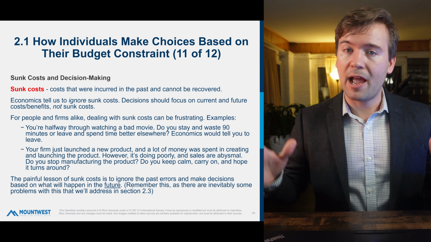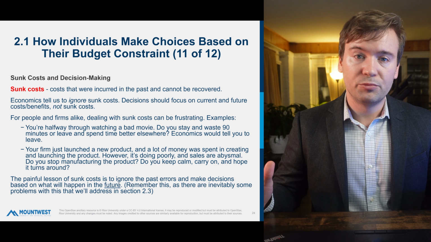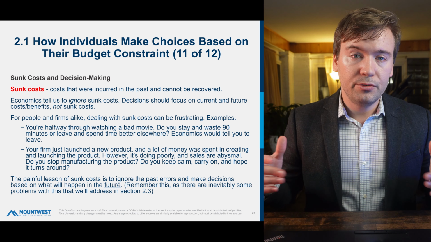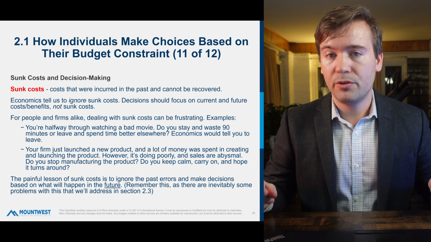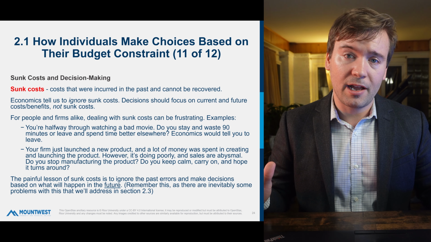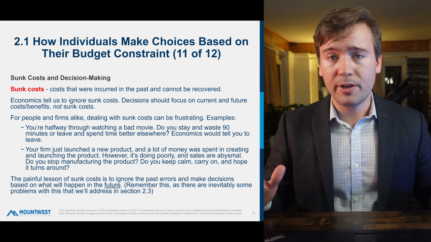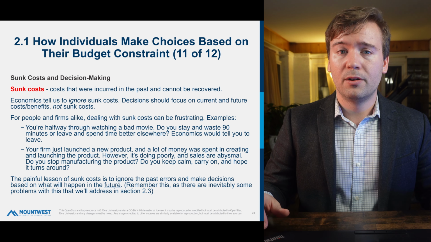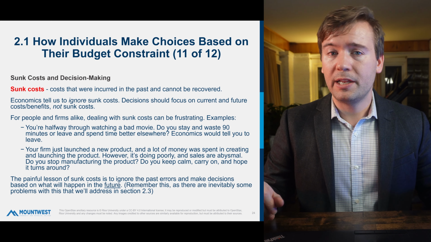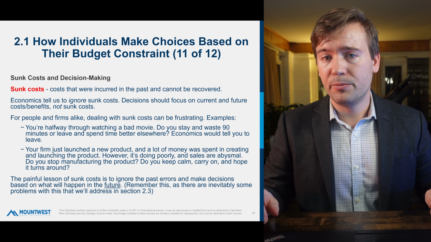So for example, let's say you're halfway through watching a bad movie. So should you stay and waste 90 minutes? Or do you leave and spend that time in a better way? Well, the money you already spent on the ticket is a sunk cost, and the money or the time you've already invested into the movie is a sunk cost, and those being sunk costs should not factor into your decision, but people have a hard time doing this because they think, well, maybe the movie will get better. Maybe it'll improve. Or, what else am I going to do? Economically, what you already spent on that movie ticket, the time you've already put into the movie, shouldn't factor into your decision.